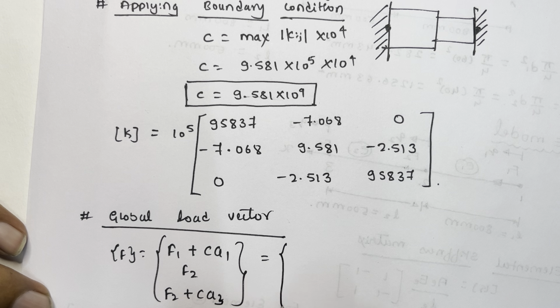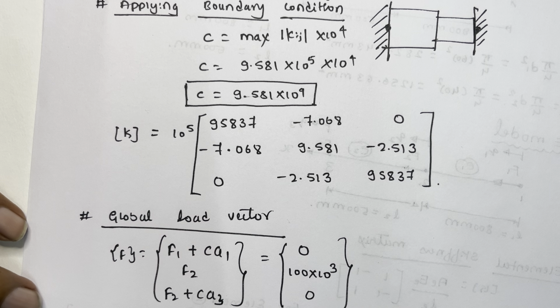So this load vector becomes 0, 100 into 10 raised to 3, 0. That is 0 into anything 0, and remaining is F1. F1 is also 0. Here also 0 into anything 0, remaining is F2, that is also 0. Here F2 as it is. Okay, so this is the global load vector. Now I will write the equilibrium condition.